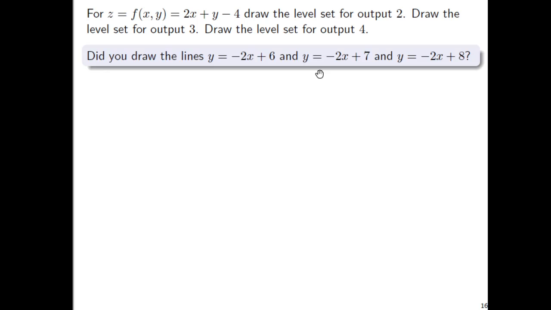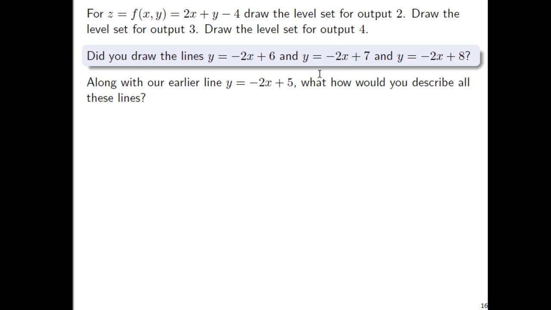And I hope in the end you would see you'd have the lines y equals negative 2x plus 6, and then negative 2x plus 7, and then negative 2x plus 8. You've got to work out the algebra. It's not so bad. But along with the earlier line we had, y equals negative 2x plus 5, how would you describe all these lines? Right? These would be a bunch of parallel lines.